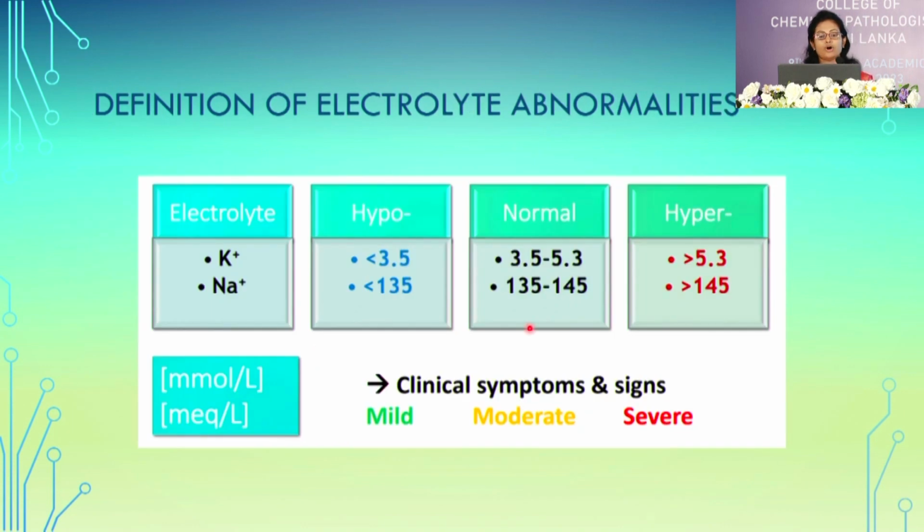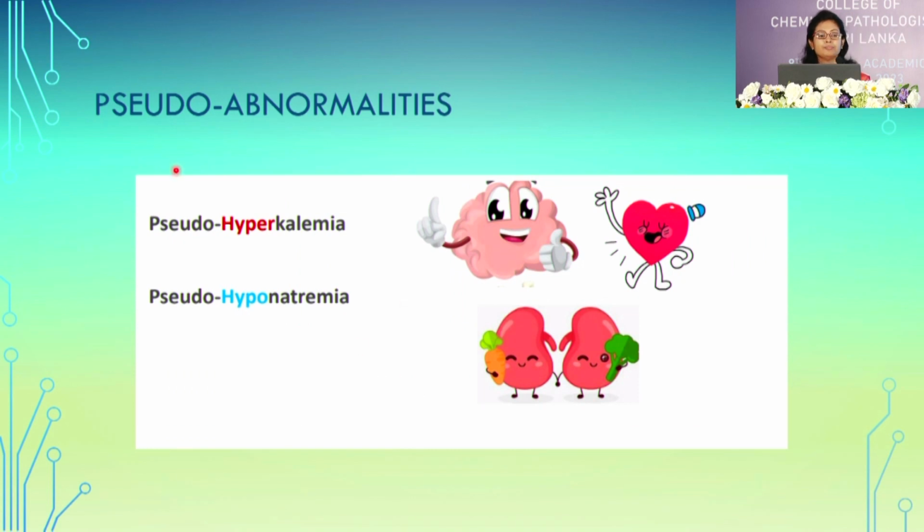So this is the normal range of electrolytes. We call it hypokalemia or hyponatremia when these electrolytes are low, and when they are high we call it hyperkalemia and hypernatremia. The clinical symptoms and signs vary according to the degree of severity. Remember, there are pseudo abnormalities as well. They can be pseudo hyperkalemia or pseudo hyponatremia. I will discuss them later.